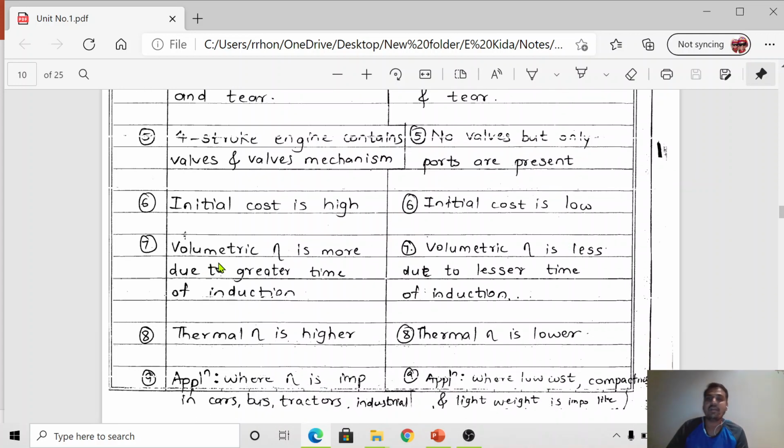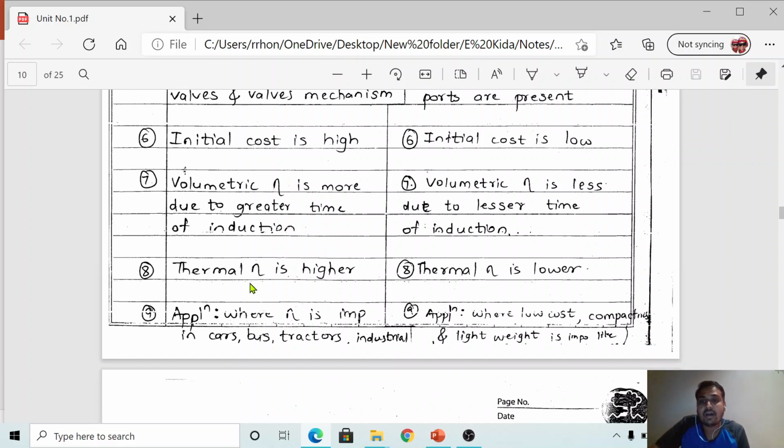The next difference, the seventh comparison between two-stroke and four-stroke. In the four-stroke engine, the volumetric efficiency is more due to the greater time of induction, meaning greater time for suction is available, whereas in the two-stroke engine, the volumetric efficiency is less because there is always very little time available for suction. As I told you earlier, suction and compression happen simultaneously, so only half the time is taken for suction as compared with the four-stroke engine. So the volumetric efficiency of the two-stroke engine is always less.